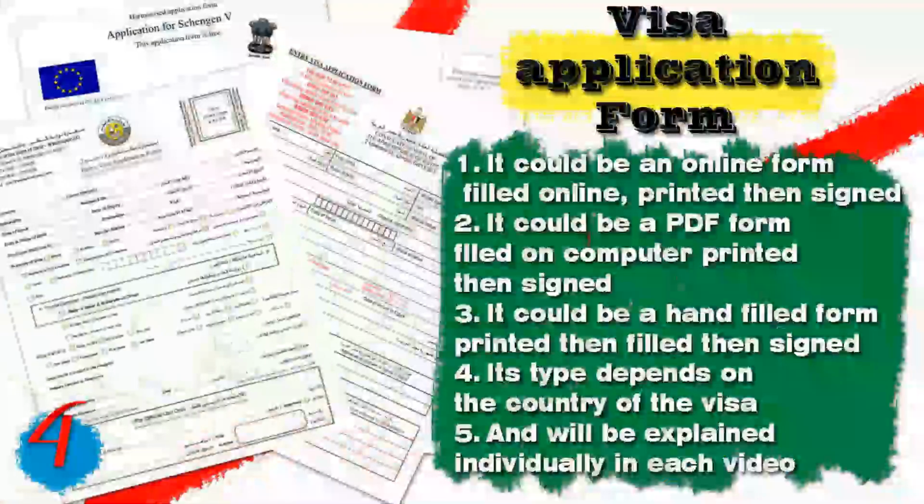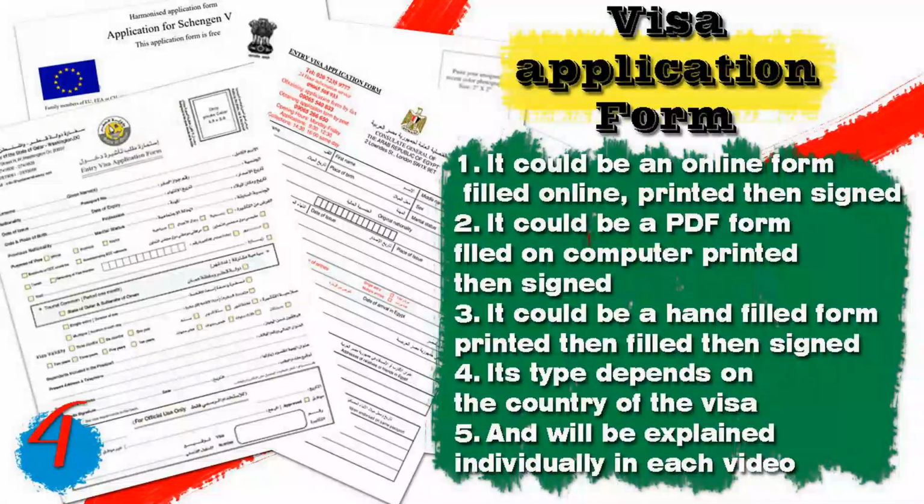Number 4, you will need visa application forms. For the visa application form, it could be an online form, filled online, printed, then signed. It could be also a PDF form, filled on computer, printed, then signed. And also, it could be a hand-filled form, printed, then filled, then signed. Its type depends on the country of the visa and will be explained individually in each video.